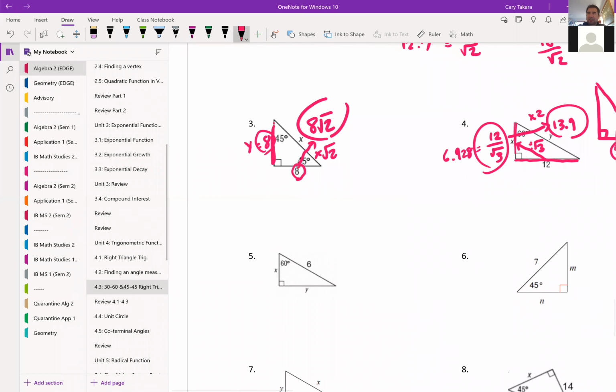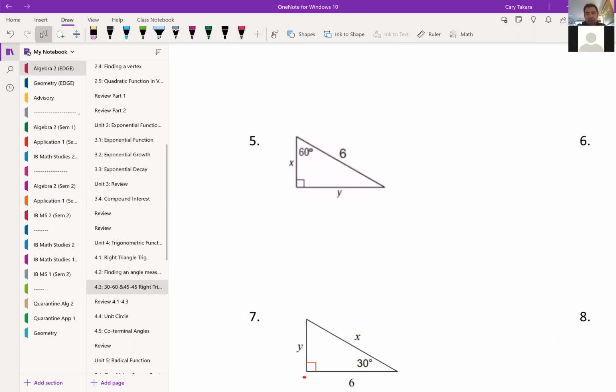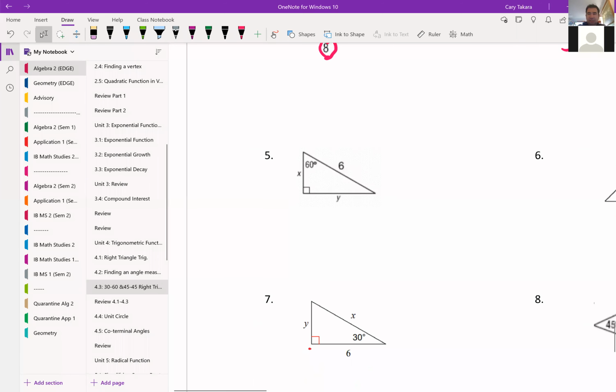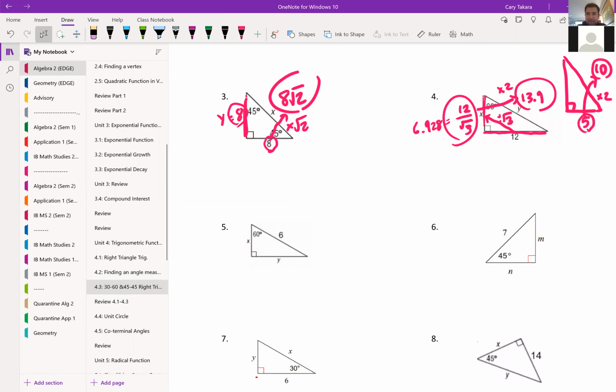Okay. Number 5. Again, still on 30-60 right triangle. Are you guys with me? Anybody? Can we move on? Or maybe you're already done. I don't know. I wish I could peek into your notebook, see where you are.